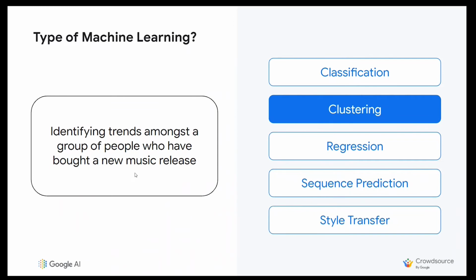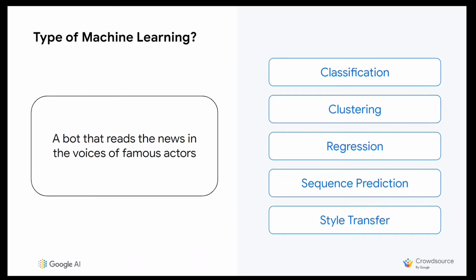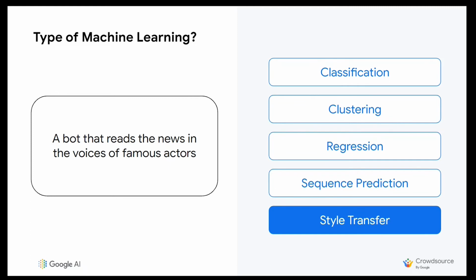So in this particular example, clusters, trends or groupings are the factors that matter. So next question: a bot that reads the news in the voices of famous actors. I think style transfer. Okay, yeah. Can you give the reason for it? Why is it style transfer?